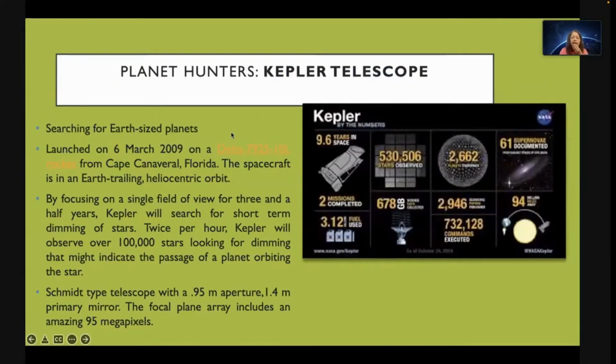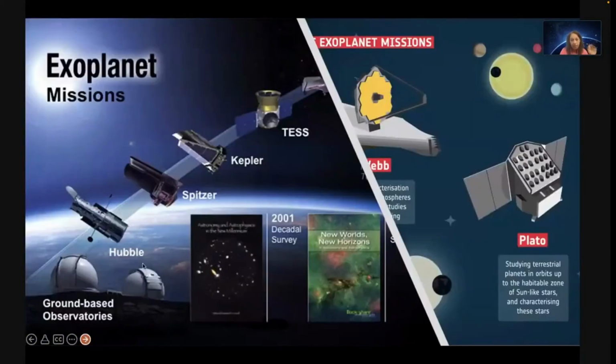Effective planet hunters are space-based telescopes. These are using the transit method. Like I mentioned earlier, you need very high precision, and therefore the Kepler telescope was dedicated just to looking for planets. It was launched in 2009, and it's a Schmidt-type telescope with a 0.95 meter aperture, with a 1.4 meter mirror. So it basically looks at a certain part of the sky and looks for variations in the brightness of stars.